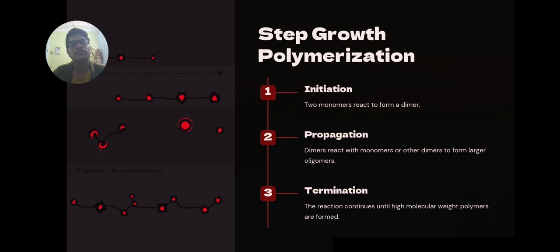Step growth polymerization. Initiation: two monomers react to form a dimer. Propagation: the dimer reacts with monomers or other dimers to form larger oligomers. Termination: the reaction continues until high molecular weight polymers are formed.